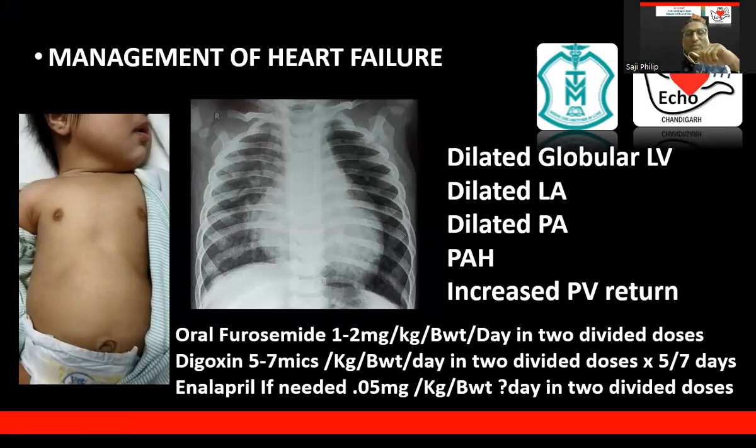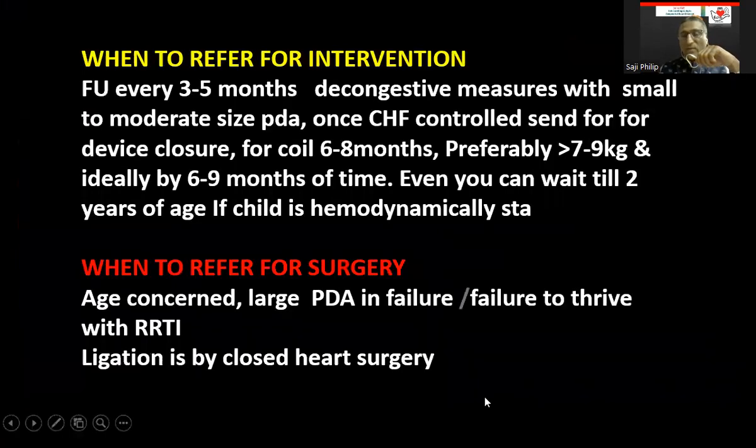On such occasions, please write furosemide 1 to 2 mg per kg body weight per day in 2 divided doses. Digoxin 5 to 7 mcg per kg body weight per day in 2 divided doses, 5 days in a week. If the failure is not controlled after 2 weeks of therapy, I used to put enalapril, the ACE inhibitor, 0.05 mg per kg body weight in 2 divided doses.